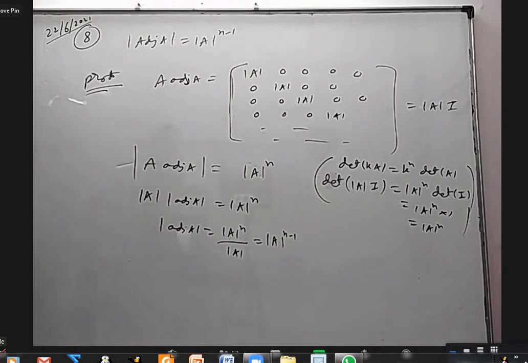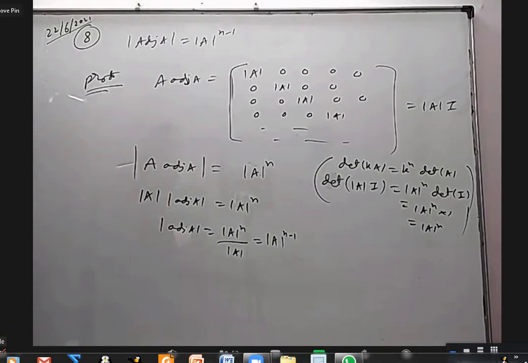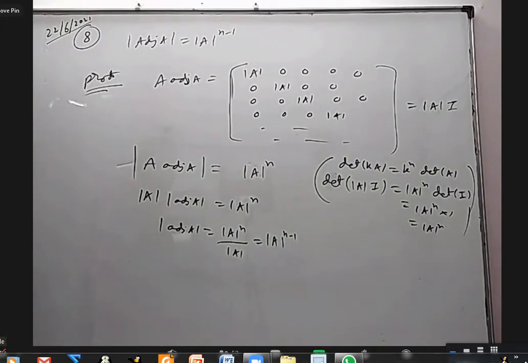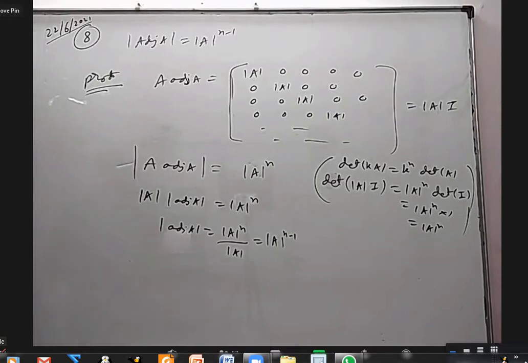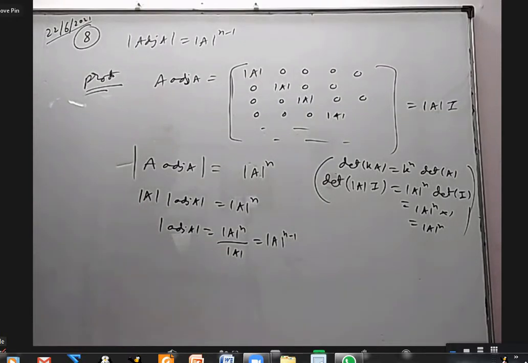My portion will be up to exercise 3E and the related mains portion. Sir, up to 3D exercise? 3E. Including what we are discussing now, that is cofactors and adjoint and inverse.